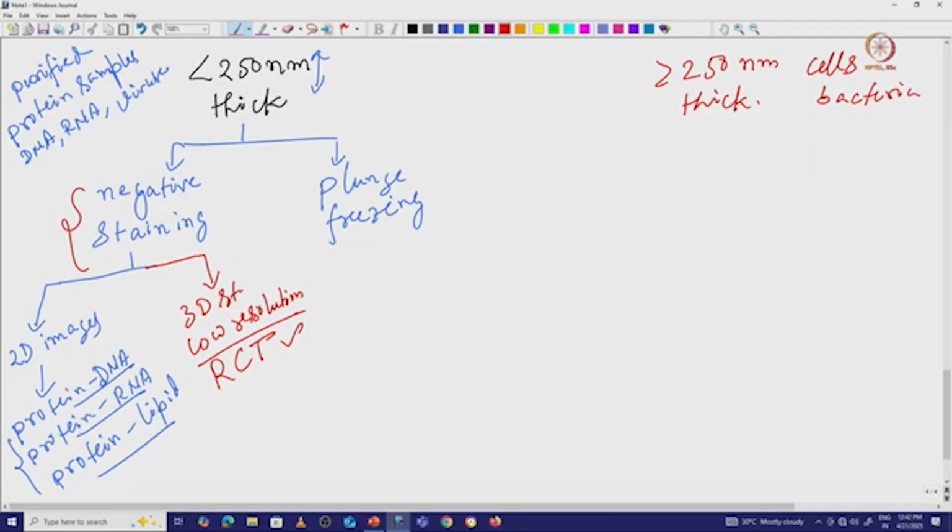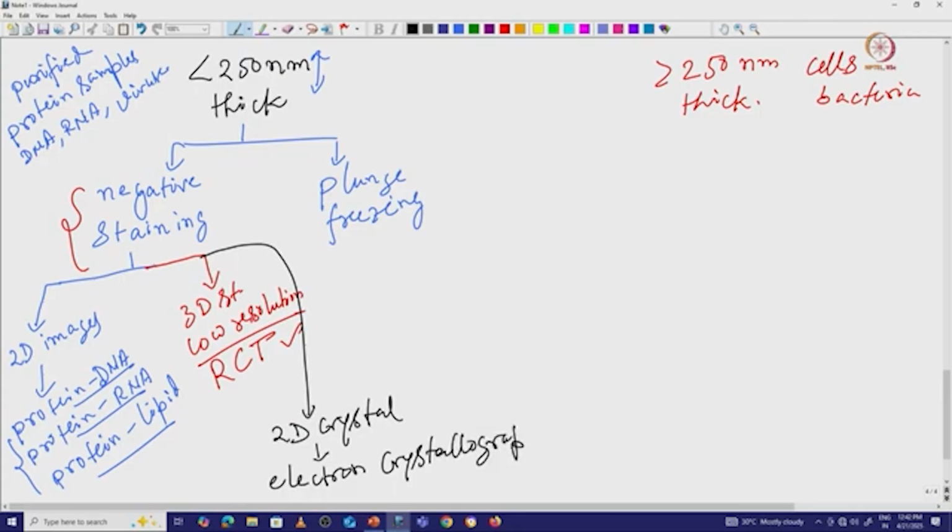The other possibility is that you can get 2D crystal images, and then we can do electron crystallography.